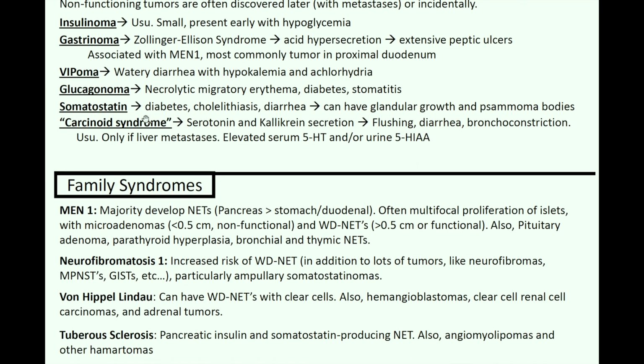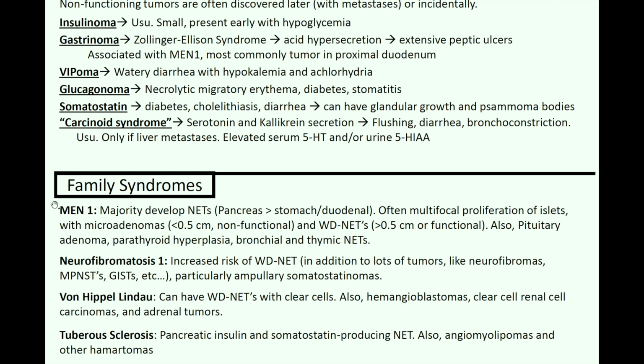So some family syndromes to be aware of: MEN1. The majority develop neuroendocrine tumors. Pancreas is more often than the stomach or the duodenum. There's often multifocal proliferation of islets with microadenomas less than 0.5 centimeters that are non-functional, and well-differentiated neuroendocrine tumors greater than 0.5 centimeters are functional. And also you can have a pituitary adenoma in MEN1, parathyroid hyperplasia, and bronchial and thymic neuroendocrine tumors.